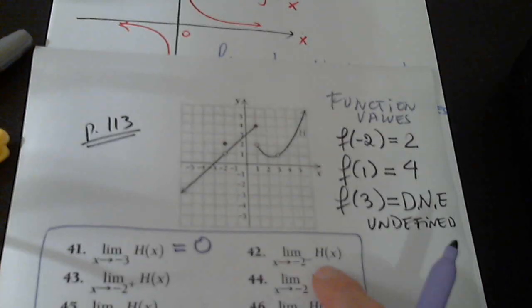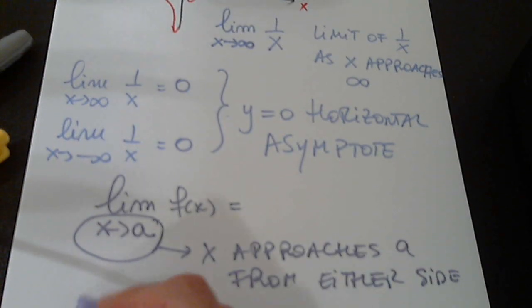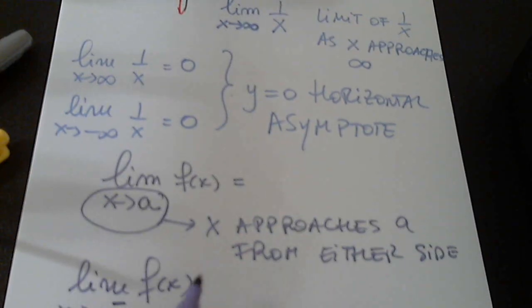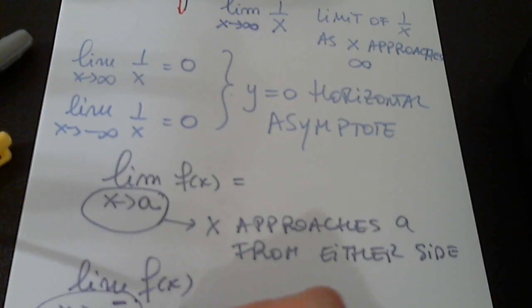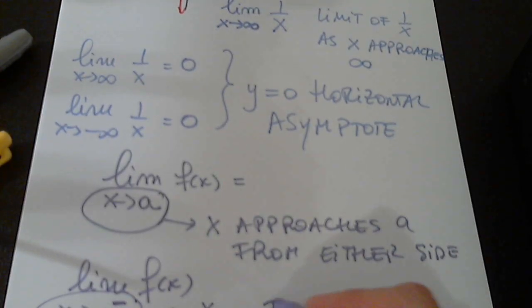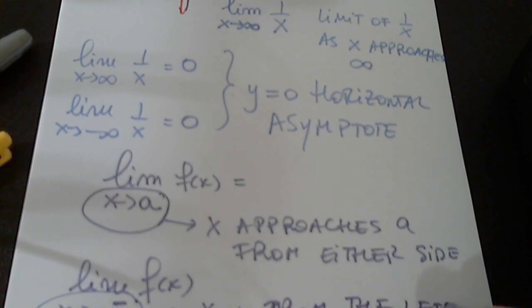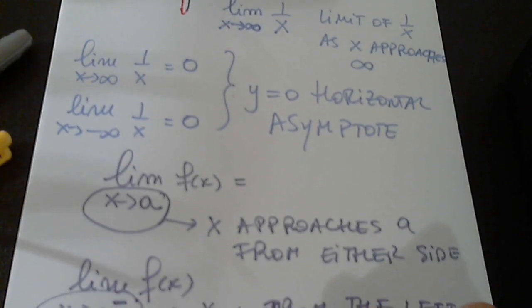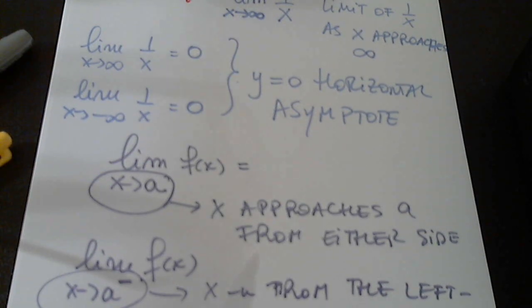Moving on to 42. This is a different question. It has a different symbol. Let's discuss the symbol first. We can have limit of f of x as x approaches a with a power that is not a number, just a symbol, negative. This is only from the left-hand side. So this means x approaches from the left-hand side. And of course, this notation will be what?